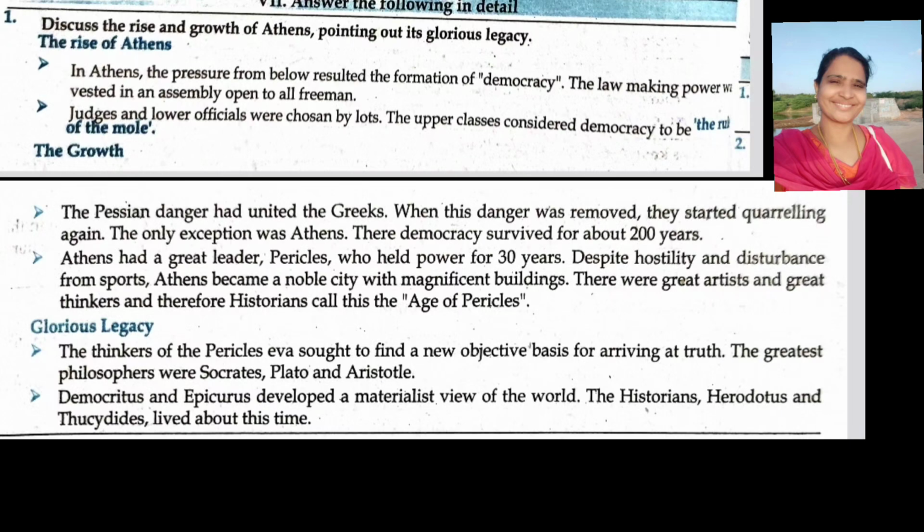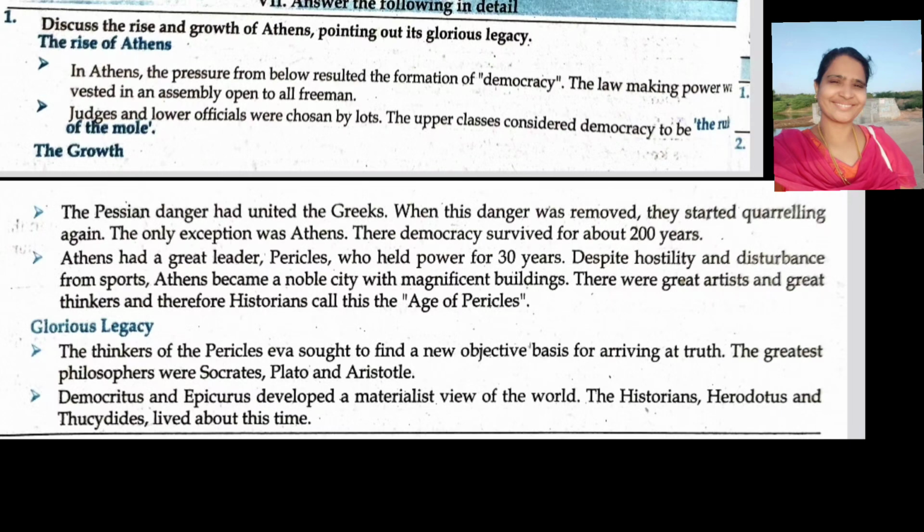Now if you see the growth, the Persian danger had united the Greeks. When the danger was removed, they started quarreling again. Again quarrel, they fight. The only exception was Athens. Their democracy survived for about 200 years. Athens had a great leader, Pericles, who held power for 30 years. Despite hostility and disturbance from sports, Athens became a noble city with magnificent buildings. There were great artists and great thinkers, and therefore historians call this the age of Pericles.